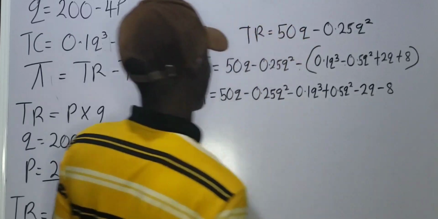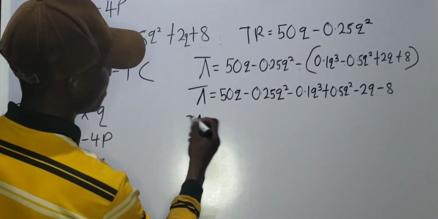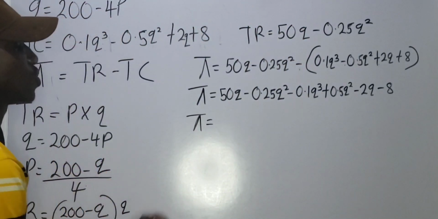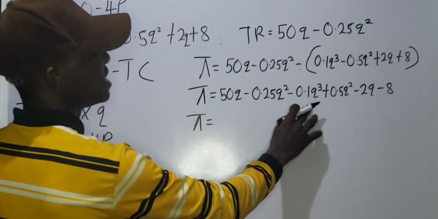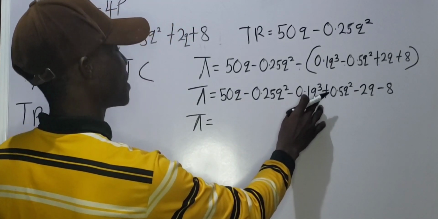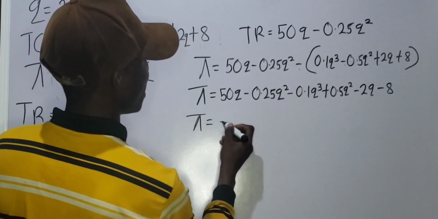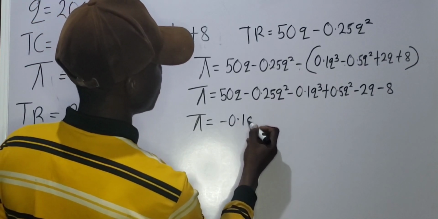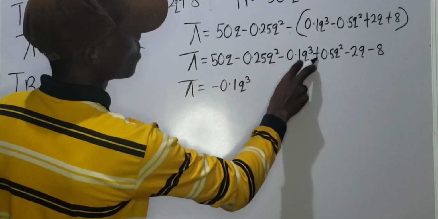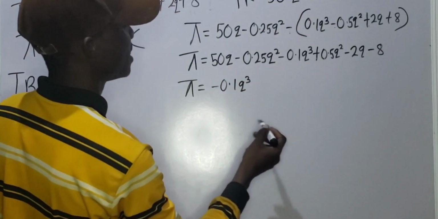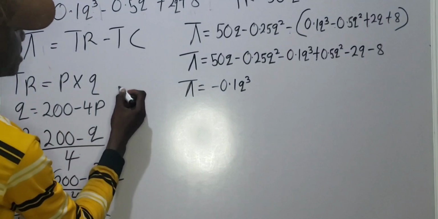You understand? So now let's proceed. The profit function, pi, is equal to 50. Collect like terms. The highest power here is what? The highest power is 3. You understand? So I have negative 0.1q raised to the power of 3, negative 0.25q squared, positive 0.5q squared.